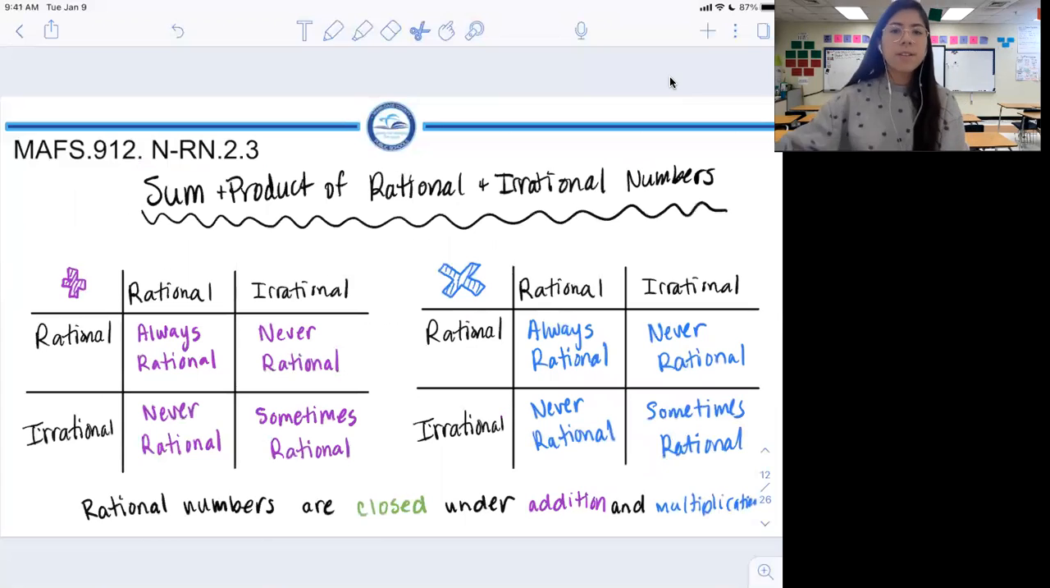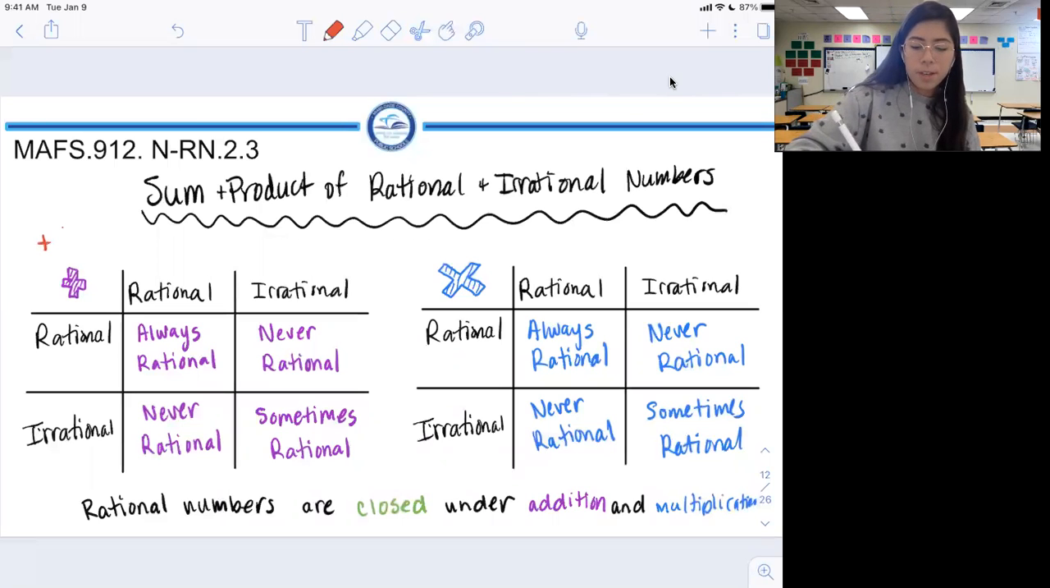Take a screenshot, take a picture of this screen. We're going to memorize this. It's not hard to memorize because it's the same pattern. When you add or multiply rational and irrational numbers, here's the pattern. A rational times a rational is always rational. Rational plus a rational, always rational. What about dividing?